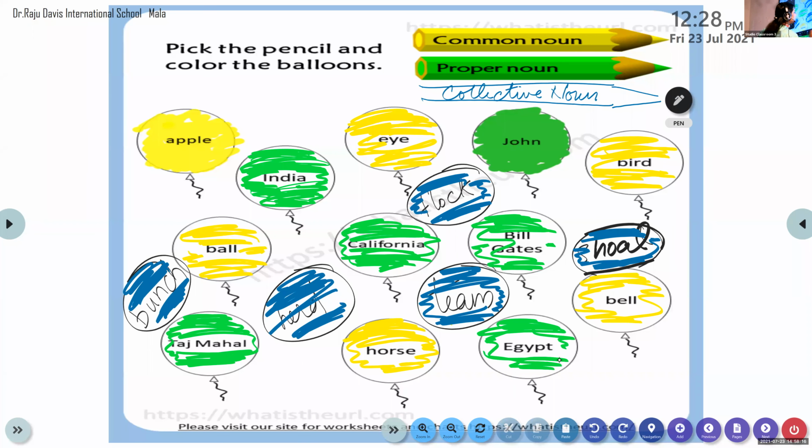So all of you, please have a look at this worksheet. This is like an activity. You have a few words here. You have to color them in different colors: your common noun, proper noun, and collective noun. We have to identify whether it's common noun, proper noun, or collective noun. So with this, we have come to the end of today's session.